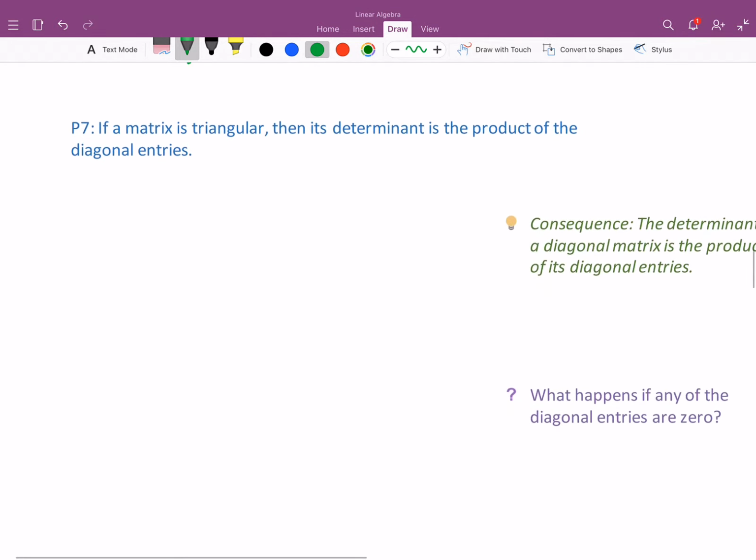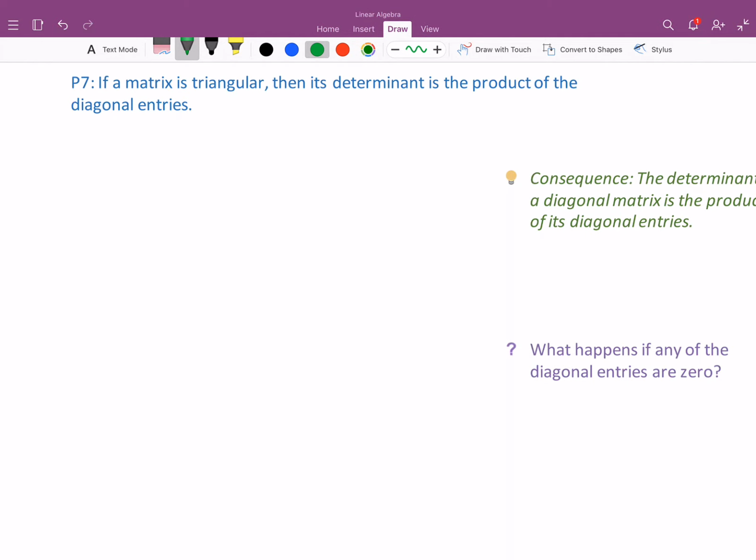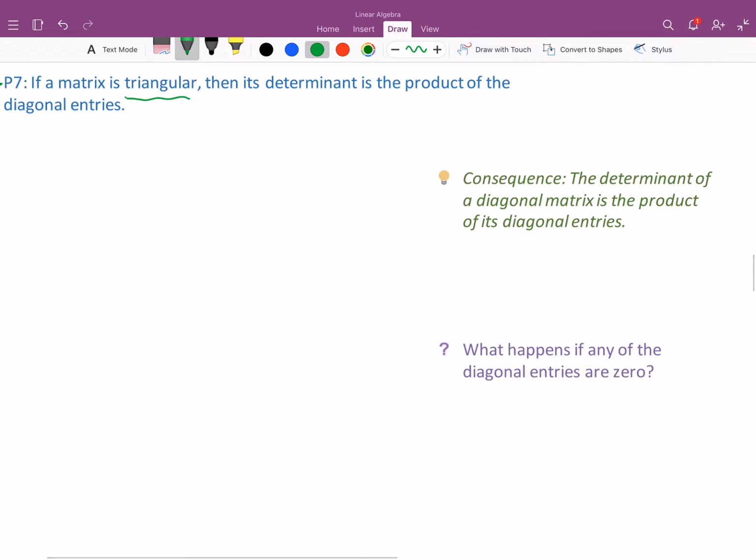Alright, this next one's really useful because it has a practical consequence. It says that if you have a triangular matrix, then you can find its determinant by just multiplying the diagonal entries. And I'm saying triangular, so upper triangular or lower triangular is okay. Just to jump ahead to a consequence, a diagonal matrix in particular is both upper and lower triangular, so it's a triangular matrix. So I can get the determinant of a diagonal matrix by just multiplying the diagonal entries.